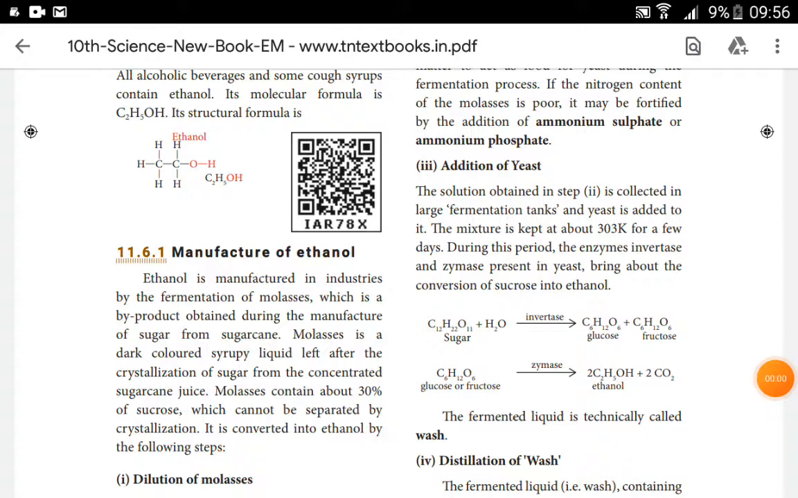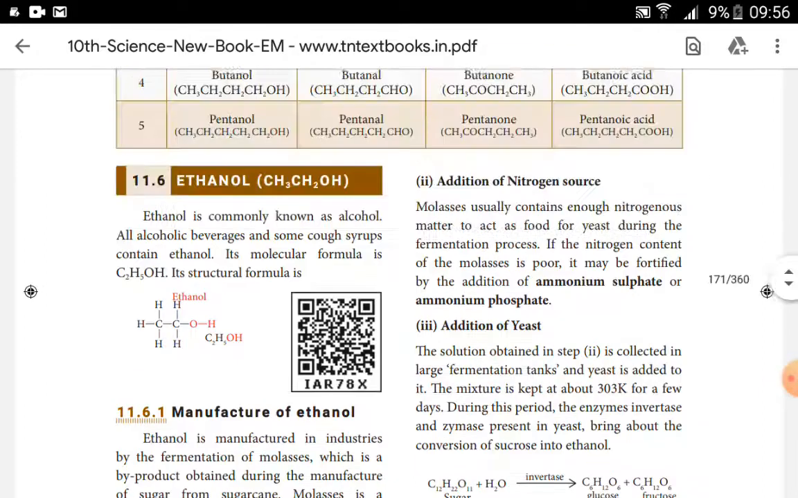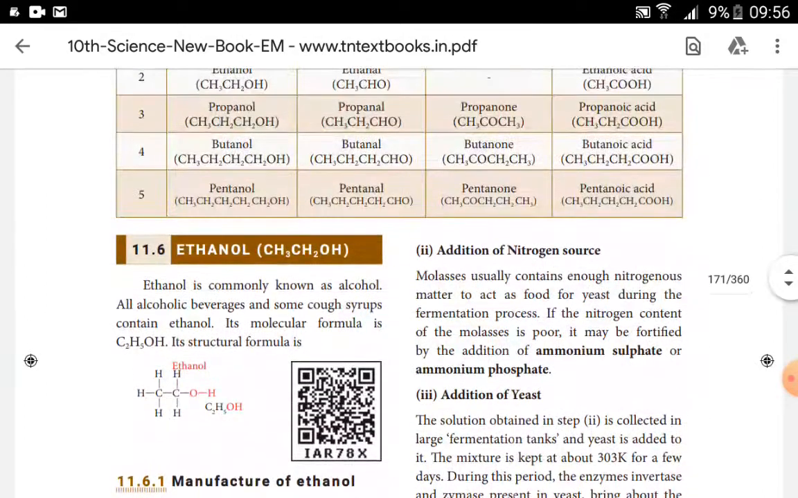Yes, my dear students of 10th standard, nowadays we are discussing carbon compounds. In the previous class, we learned about the manufacture of ethanol. Ethanol is the IUPAC name, with formula CH3CH2OH, and ethyl alcohol is the common name.